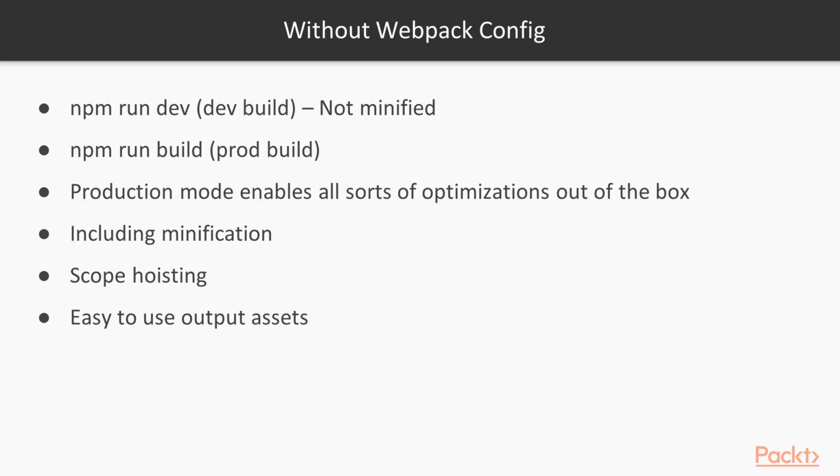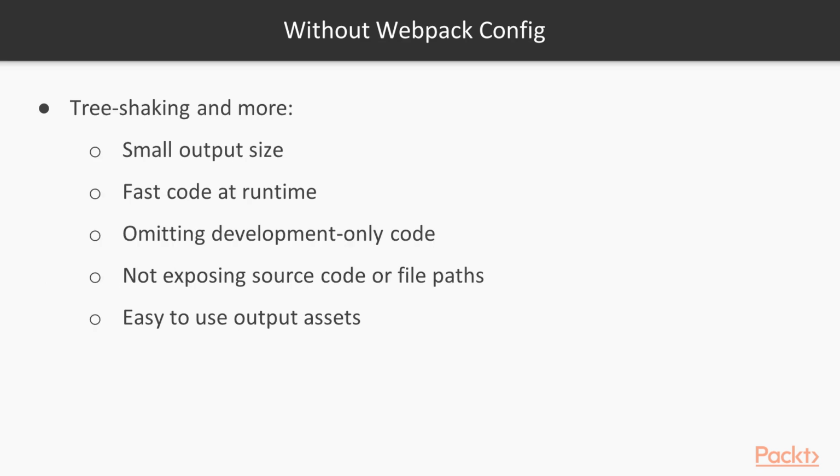Production mode enables all sorts of optimization out of the box. You don't need to define anything. It includes minification, scope hoisting, and it adds tree shaking to your build. So it is creating a faster build and generating smaller chunks for your output build. This is the change which will be there when you are using these two different modes.